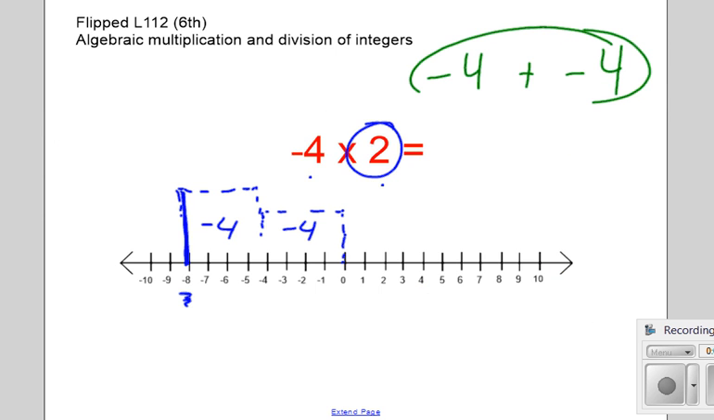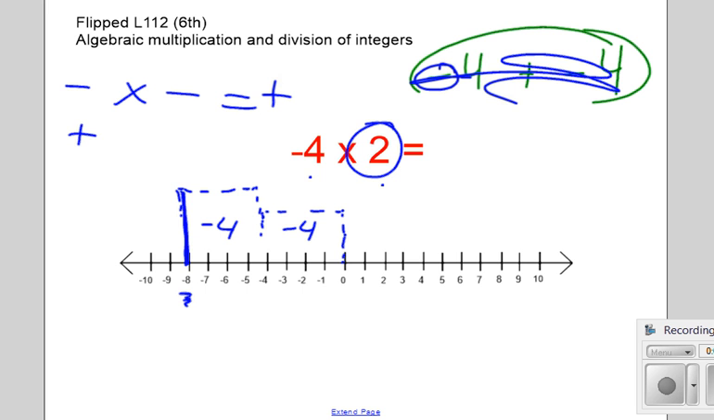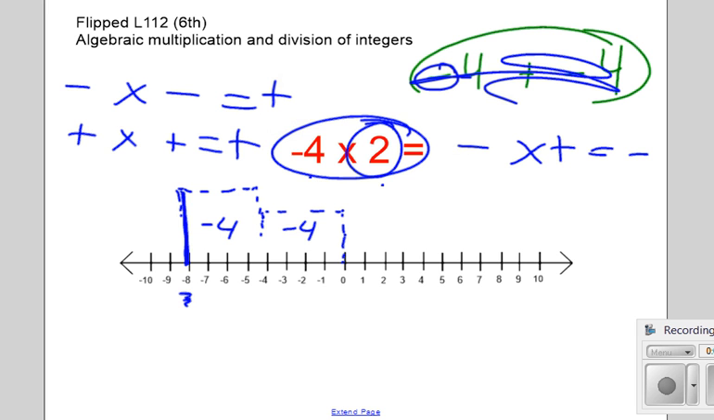Let's go back to this idea. If you have the same symbols, a negative times a negative is going to equal a positive, or a positive times a positive is going to equal a positive, then the opposite must be true if you have mixed symbols. If I have a negative times a positive, I'm going to get a negative. Just like if I have a positive times a negative, I'm going to get a negative. So we have these patterns.